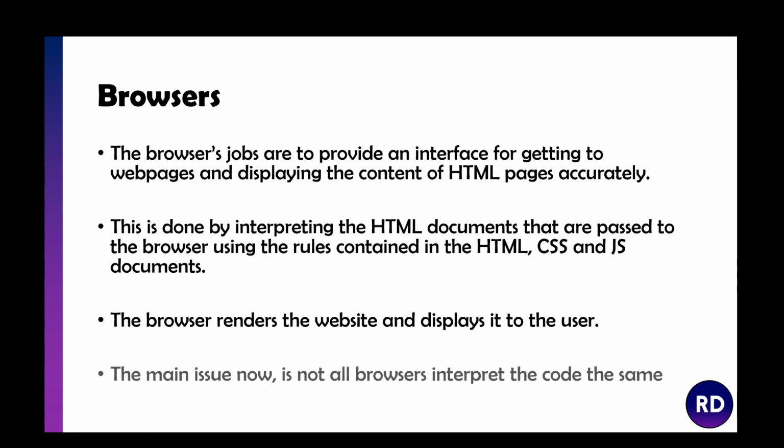Now a browser, so you've got Google Chrome, Internet Explorer, Opera, Firefox, Safari. A browser's job is to provide an interface for getting to web pages and displaying the content of the HTML pages accurately. This is done by interpreting the HTML documents that are passed to the browser when it's downloaded using the HTTP protocol. So it downloads these files of HTML, CSS and JavaScript, and the browser then interprets and renders a website and displays it to the user.